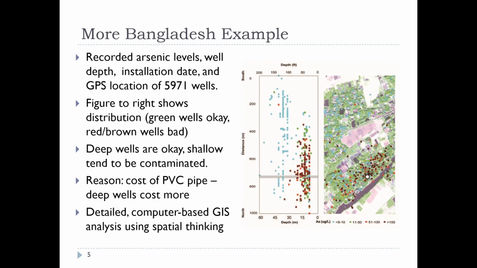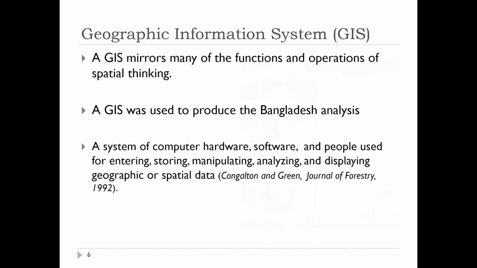Okay, so a nice spatial thinking example. Okay, so I've talked about the term GIS or Geographic Information System. This is important and almost ubiquitous in the world these days. Everybody uses it, from natural resources, earth sciences, politics, history, real estate, any kind of development. GIS is just ubiquitous. It's there everywhere, and it's there everywhere because it mirrors many of the functions and operations of spatial thinking. So GIS is what was used in that Bangladesh analysis.